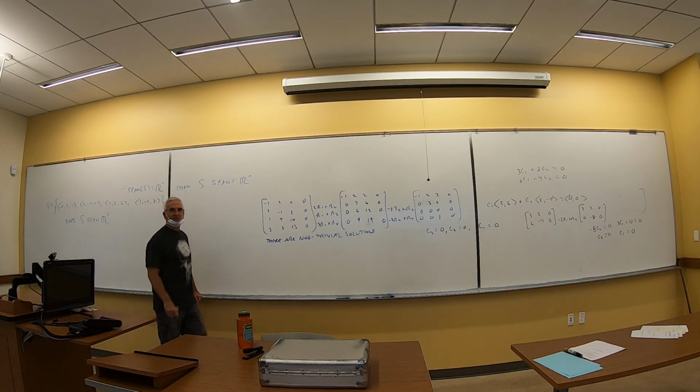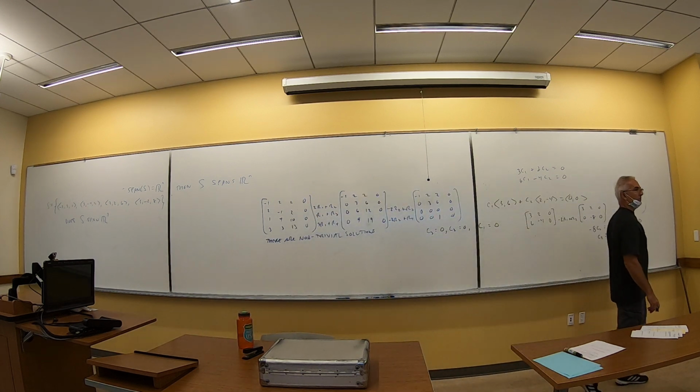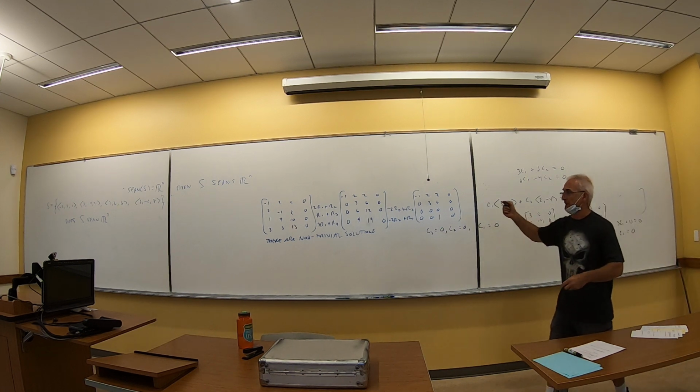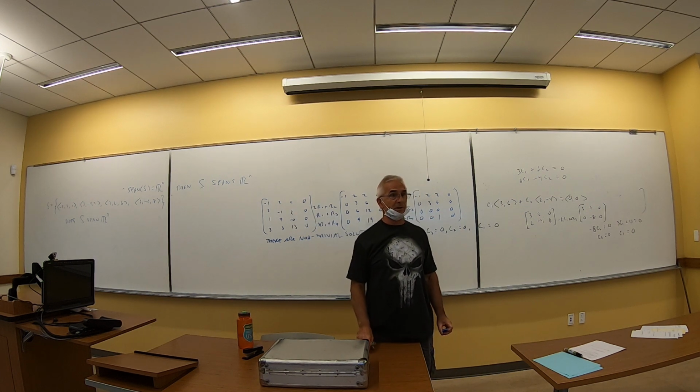Do you agree that S is a subset of R3? Why do you know that? Because there's only three elements. That has to be a no-brainer, but sometimes we don't know what we're looking at. We make a bad decision because we're looking at the wrong thing. Each of these vectors has only three elements. They all live in R3. S is a subset of R3.